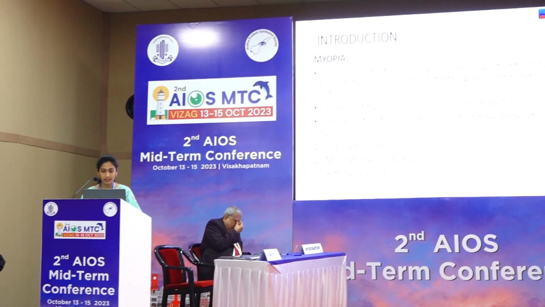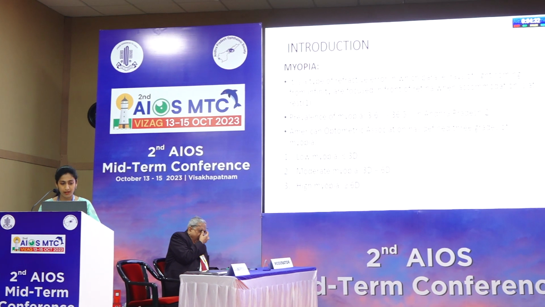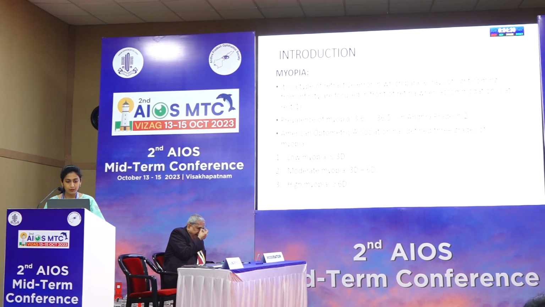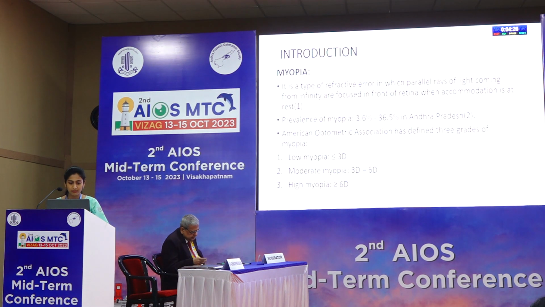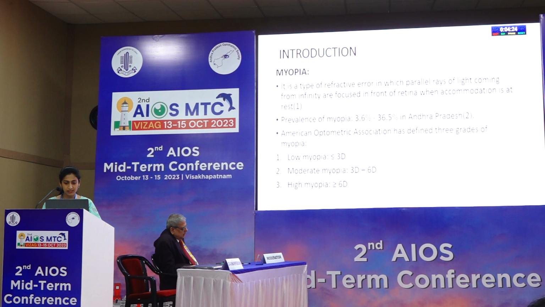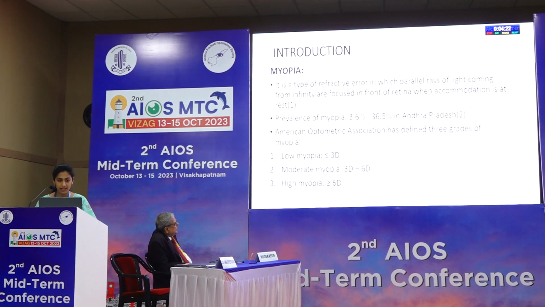American Optometric Association has defined 3 grades of myopia, divided into low myopia with less than or equal to 3 diopters, moderate myopia 3 to 6 diopters, high myopia more than 6 diopters.